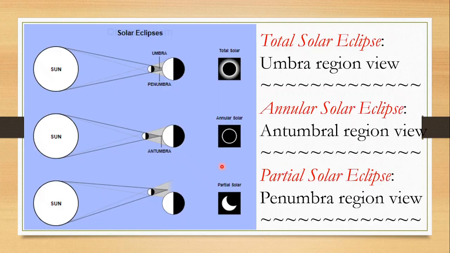Let us recapitulate again. Total solar eclipse when you are viewing it from the umbra region. Annular solar eclipse when you are viewing it from the antumbra region, and partial solar eclipse when you are viewing it from the penumbra region.